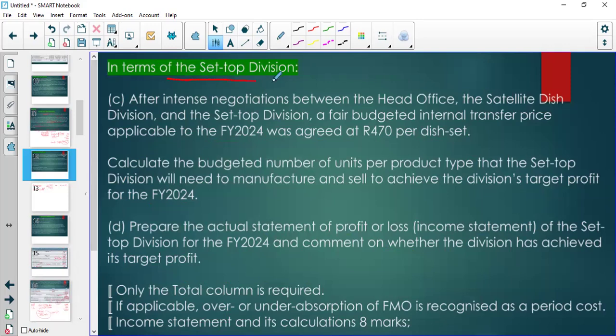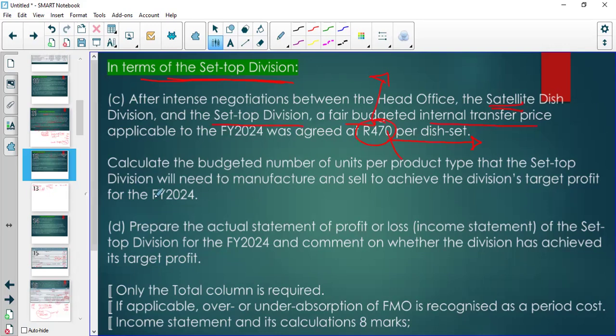Then we have the setup division. Right, setup division. Then there are some intense negotiations that go on there. Then this guy agreed that a fair budgeted internal transfer price is 470. So remember that this internal price of 470 per dish set is revenue to the satellite division, and it's a cost to the setup division. So that's the cost of the inputs that they need to buy from the internal department.